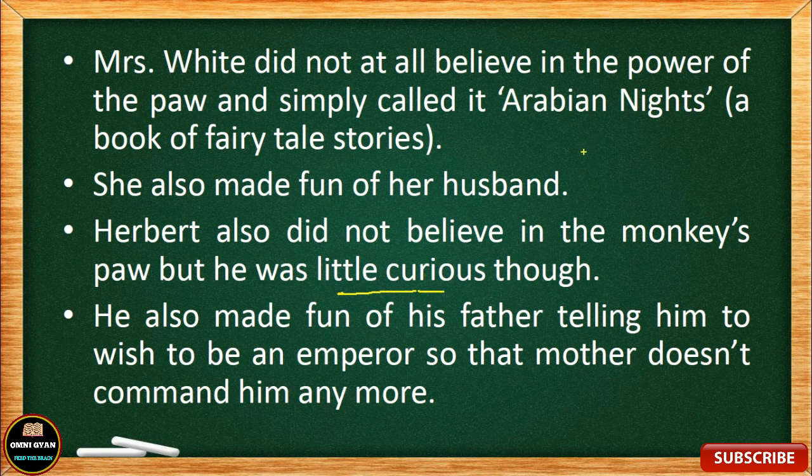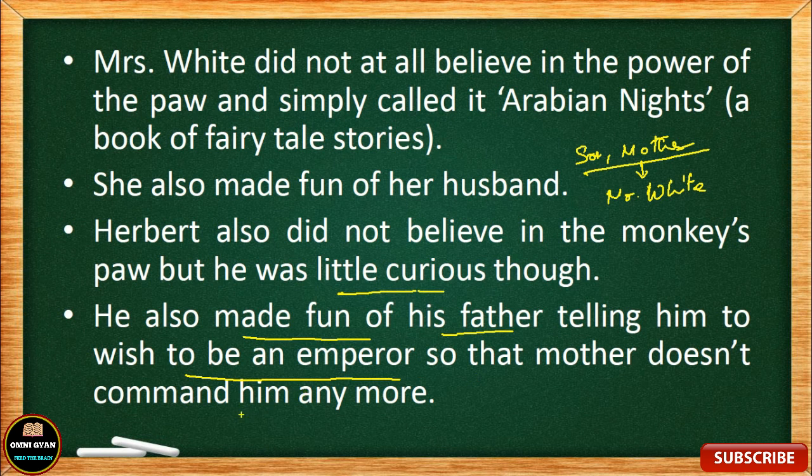Actually, both son and mother were making fun of Mr. White. Herbert also made fun of his father, telling him: father, you can hold the monkey's paw and wish to be an emperor, so that mother does not command you anymore.